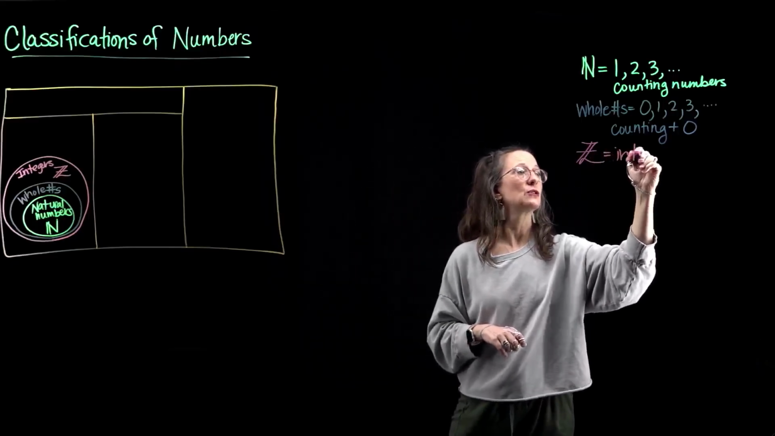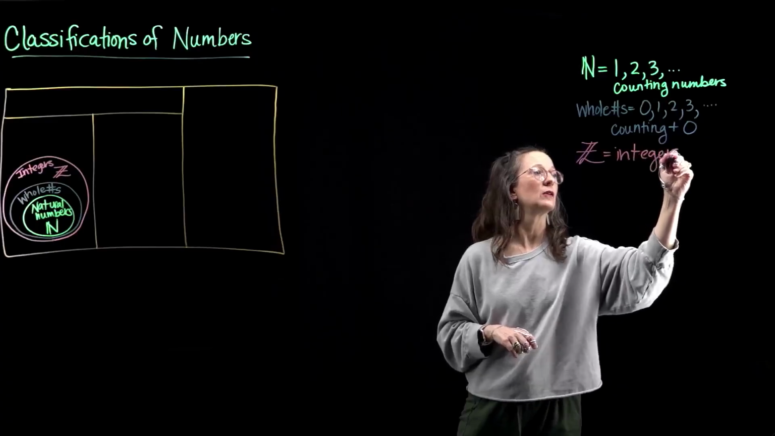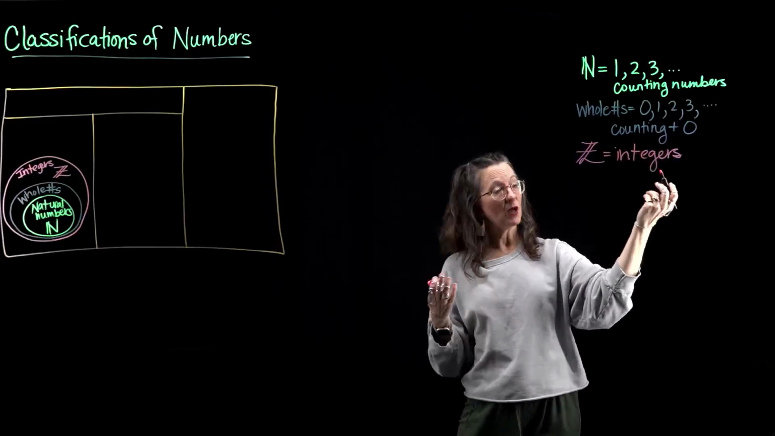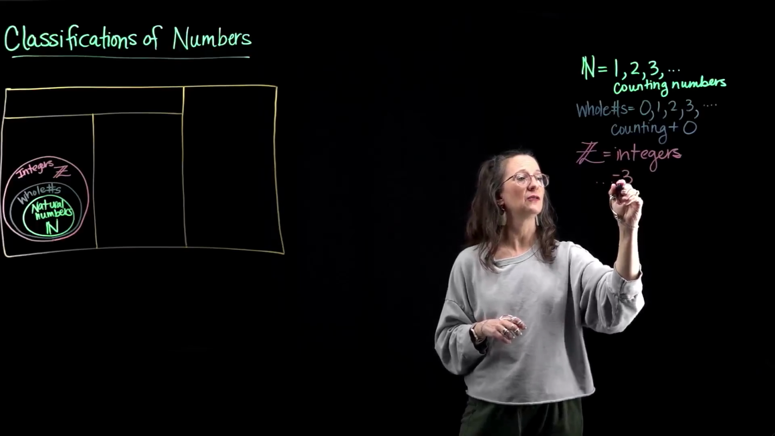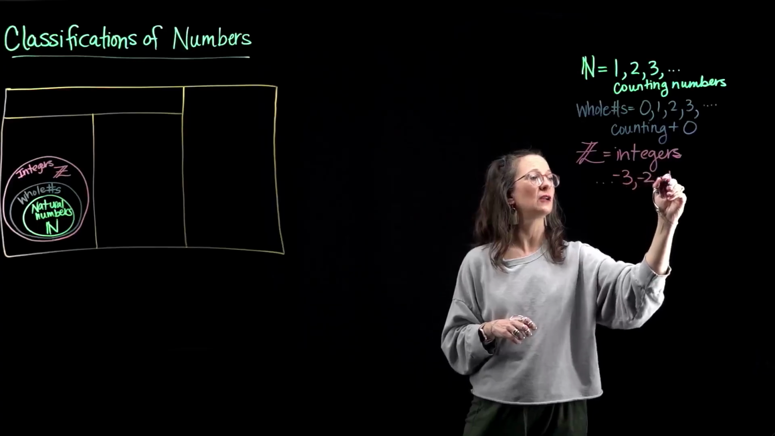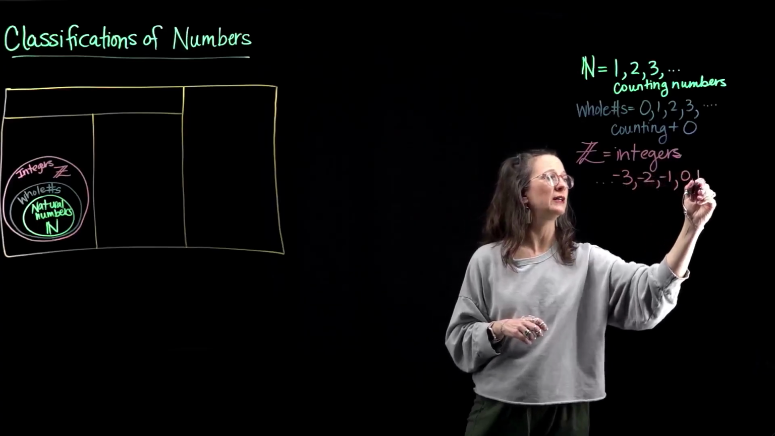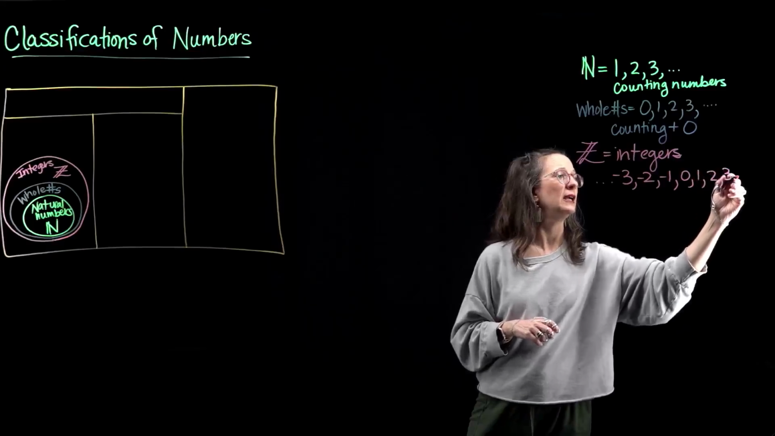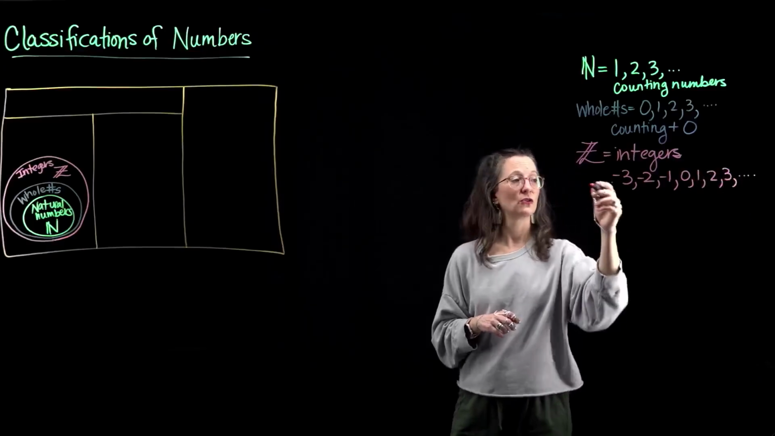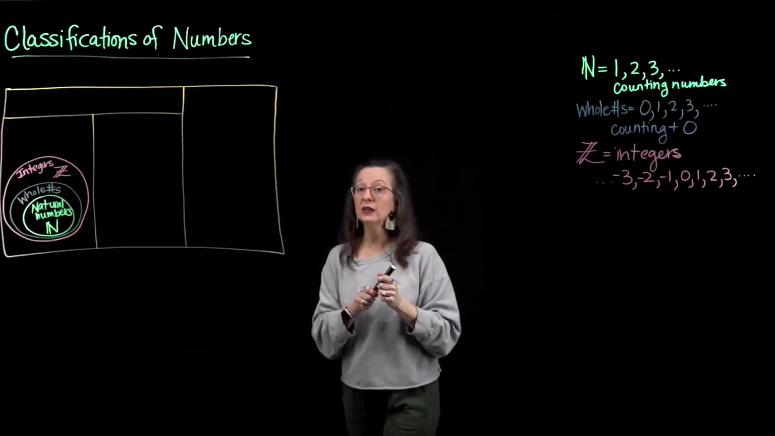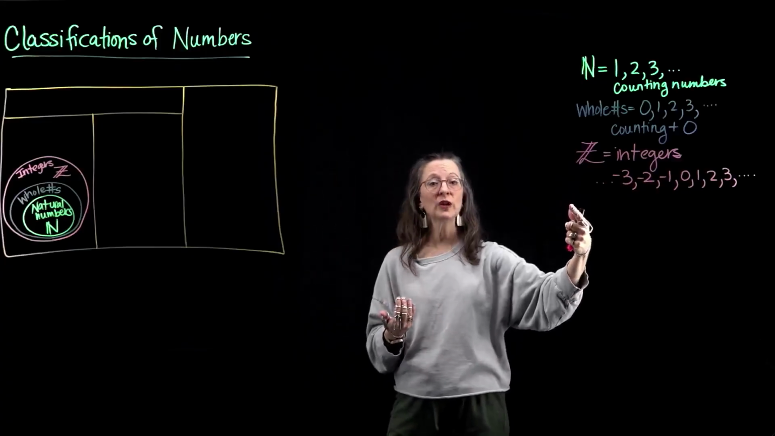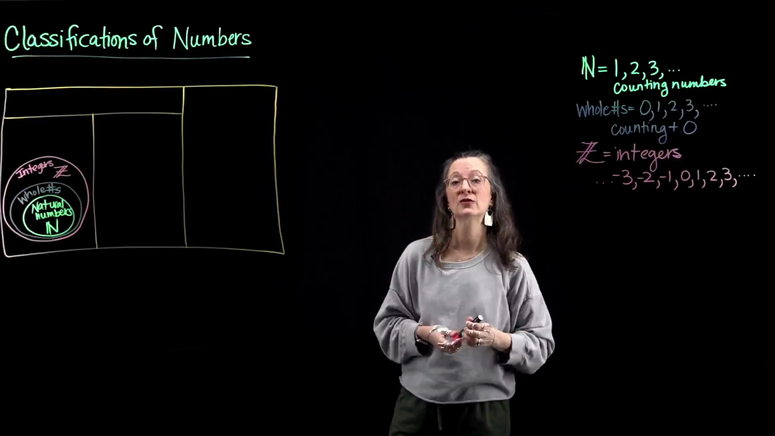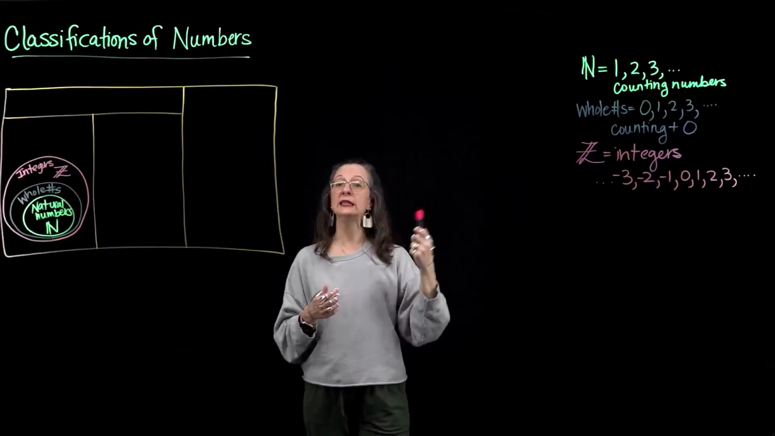integers. So this would be numbers like all the negative numbers up to -3, -2, -1, 0, 1, 2, 3, and so on. So notice I've got dots on both ends indicating we have the negative whole numbers and the positive whole numbers are all in the integers.